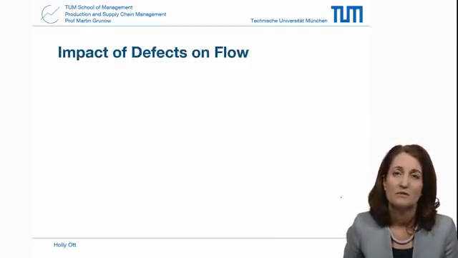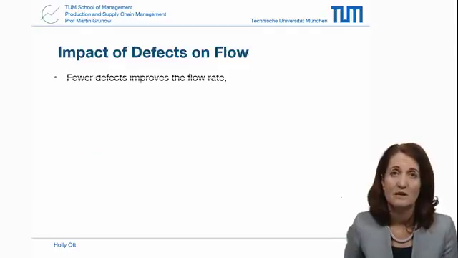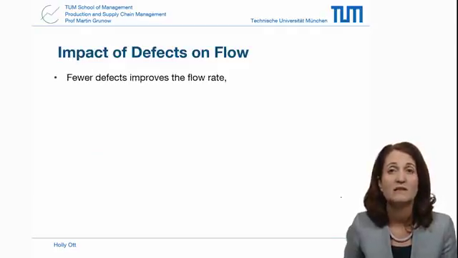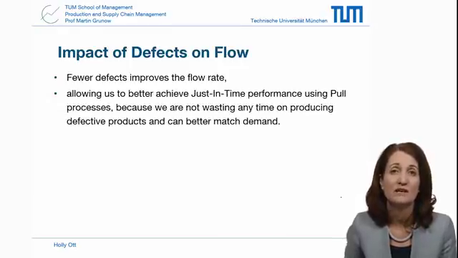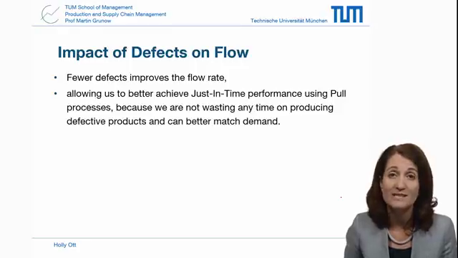So, defects have a direct impact on the process flow. Preventing defects then improves our flow rate. It allows us to better achieve just-in-time performance using pull processes because we're not wasting any time on producing defective products and can better match demand.